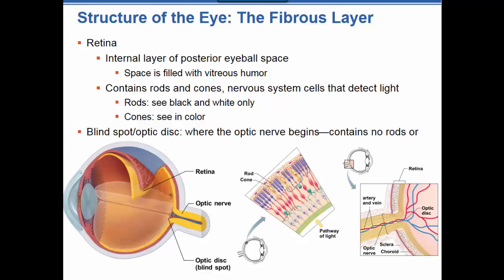so when light hits there, we don't see anything, and that's our blind spot. Most of the times you don't notice your blind spot, and that's because when light hits there, your brain kind of automatically fills in the information for you, which is kind of freaky if you think about it.